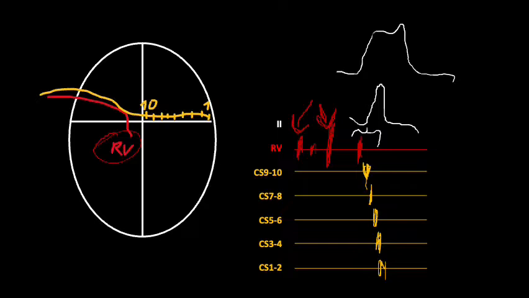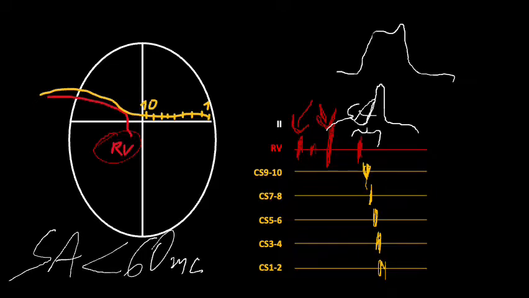So if the SA interval during the parahisian pacing is shorter than 60 milliseconds, it means that there is atrial capture and we should move the catheter in the right ventricle a little bit deeper to pace the bundle of His and the ventricle and to lose the atrial capture.